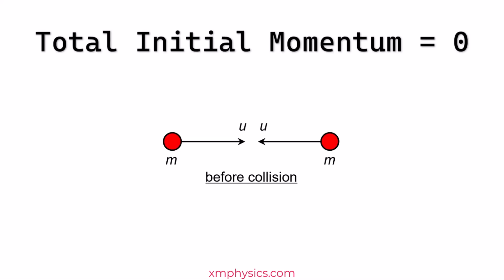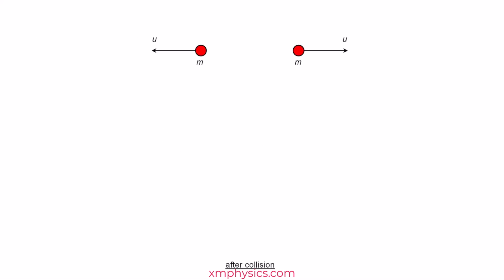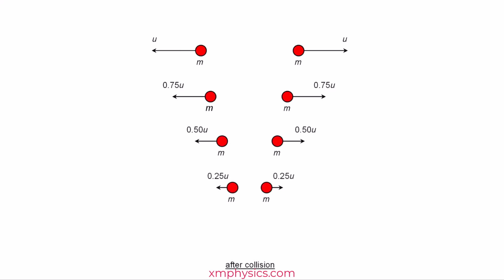So is the outcome going to be this? Maybe, possibly. But this outcome is also possible. And so is this one. And this one. And this one.